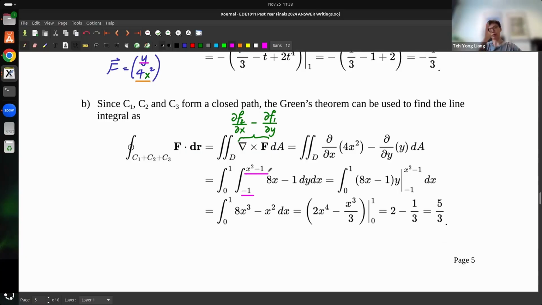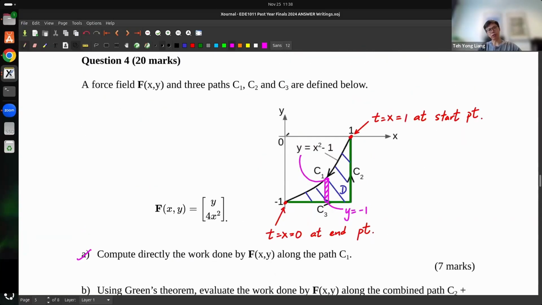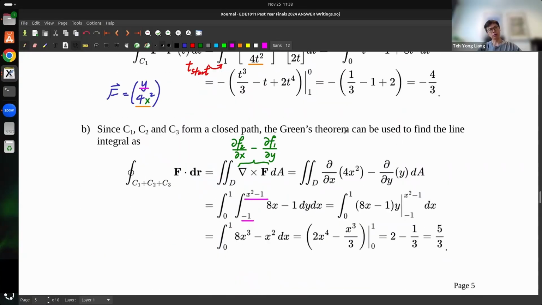And because I use vertical element, right? Because I integrate with respect to y first. No problem, right? Then what about x? X must be 0 to 1. Okay, because your region D, you can see x goes from 0 to x equals to 1. So therefore, you have this integral, and then you just integrate accordingly. Sub in the limits, you can get 5 over 3.